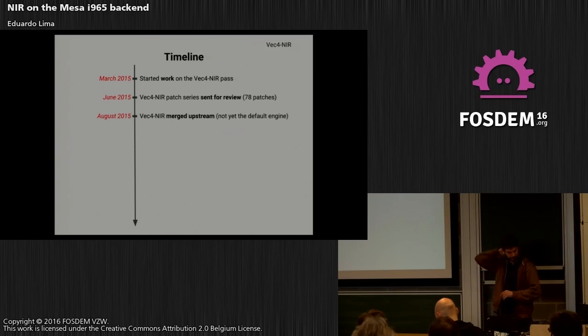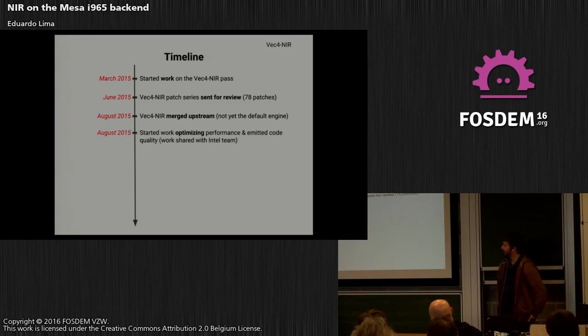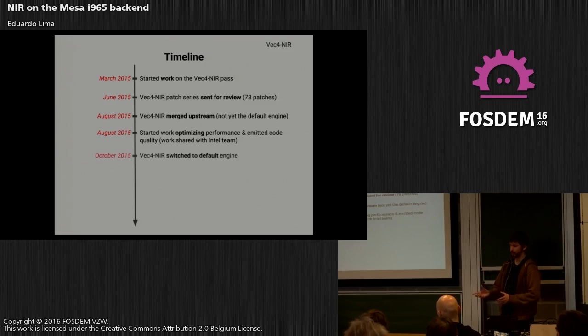A bit of timeline, just to put it in context. We started this in March last year. Then we spent a few months working, and by June we submitted the first batch set to the Mesa mailing list. And then at the very beginning of August it was merged upstream after some iterations of the series. And then we started optimizing, because when it was merged, it was working in parallel with the previous visitor engine and was not the default. It needed some testing and optimization before we could enable it as the default. We started doing that work in August, right after we merged it.